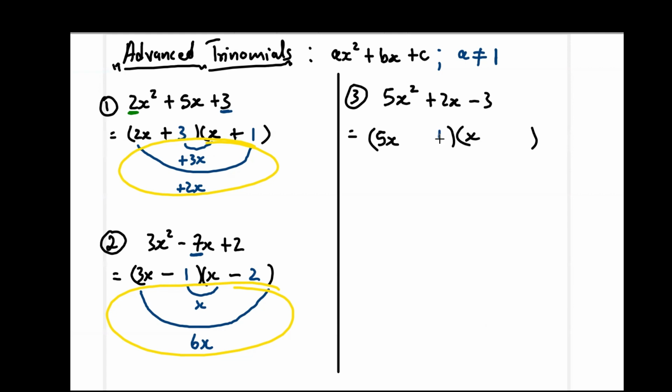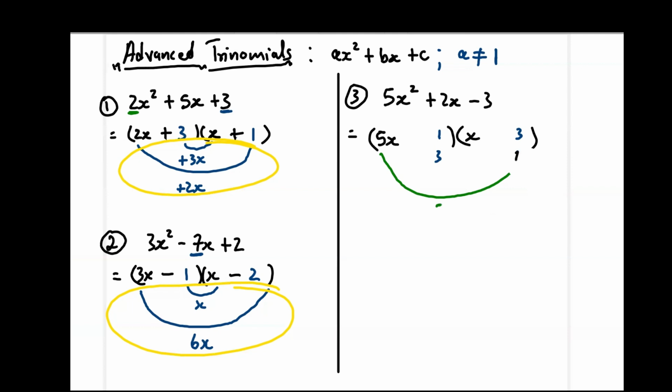I need to put 1 and 3 in those positions so that when I look at my outers and inners, I get a 2x. So let's experiment. If I go 5x times 2x, that is going to give me 10x. No, I should have... That's not supposed to be a 2, of course. That's supposed to be a 1. So let's fix that now.